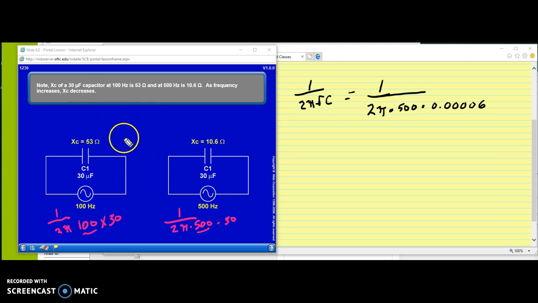The X of C here is 53 ohms. The X of C here is 10.6. And it's relational. If we divide that by 5, we come down to 10.6. So frequency rose by a factor of 5. X of C dropped by a factor of 5. So we see those are inversely proportional as far as the X of C goes, and we can see the relationship there math-wise too. So hopefully that helps you understand some of this.